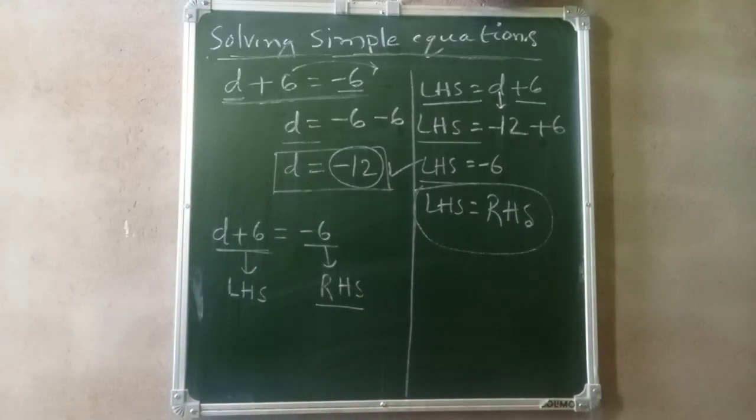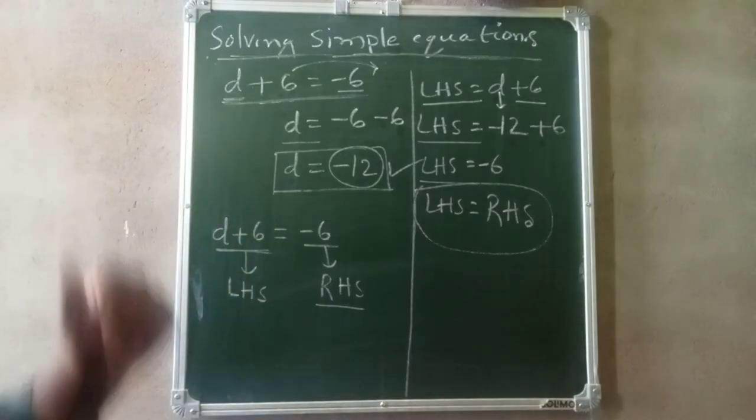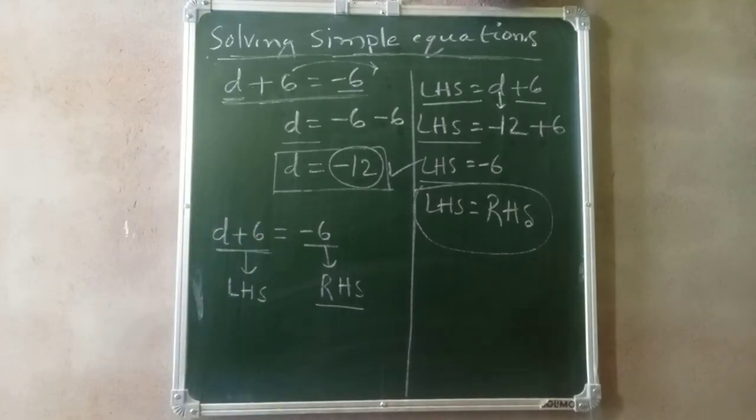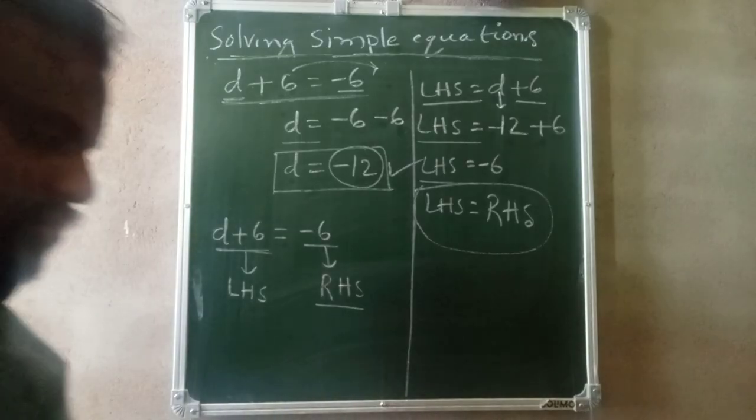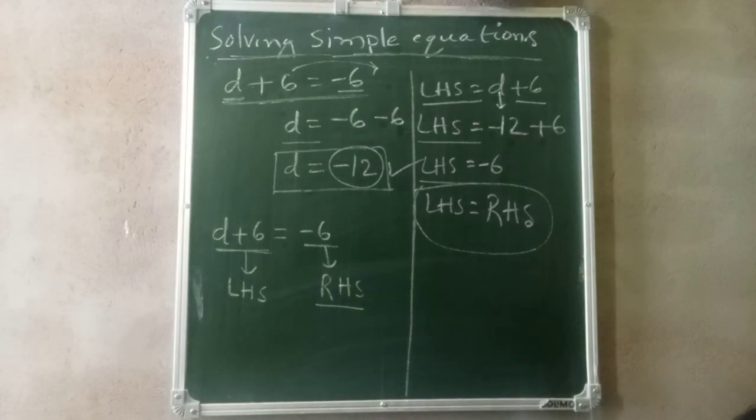In case you don't get LHS is equal to RHS, that means if you get LHS is not equal to RHS, that time the answer will become wrong. But here we got LHS is equal to RHS, so this answer is correct.